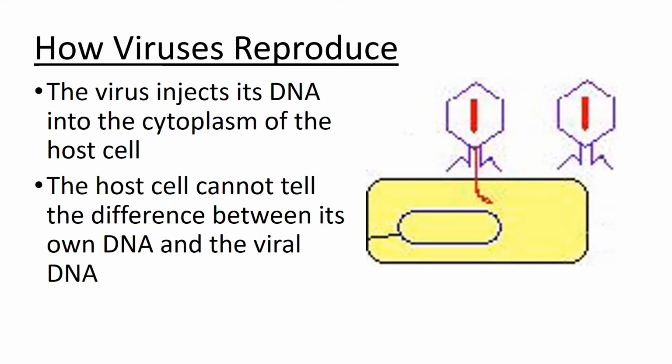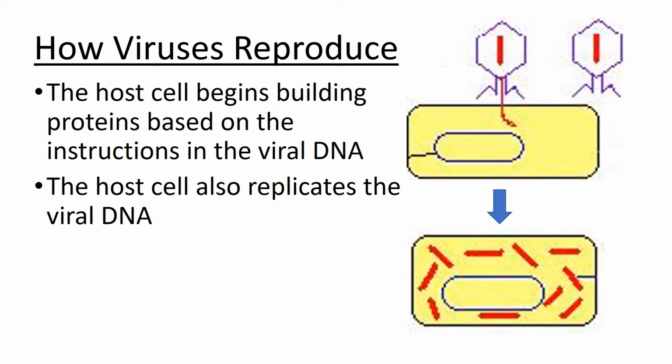The virus injects its DNA into the cytoplasm of the host cell. But the host cell cannot tell the difference between its own DNA and the viral DNA. The host cell begins building proteins based on the instructions in the viral DNA. The host cell also replicates the virus's DNA. It replicates, or copies, the viral DNA.